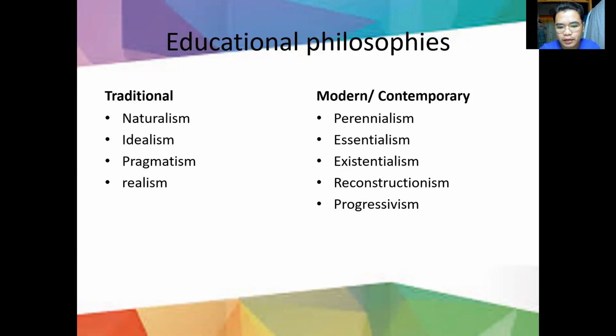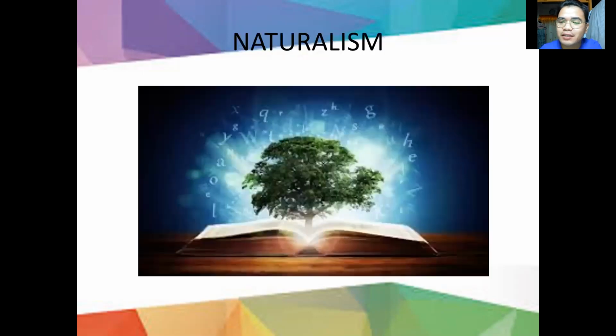These theories overlap to some extent. You should not be confused when there are overlapping ideas because that's natural. For example, idealism is closely connected to perennialism. Realism, on the other hand, is closely connected to essentialism, and some aspects of realism are also seen in progressivism. Pragmatism is also closely related to progressivism, but some elements of pragmatism can also be seen in reconstructionism. These philosophies overlap, but I will try my best so that we could distinguish them. So let's talk about naturalism.